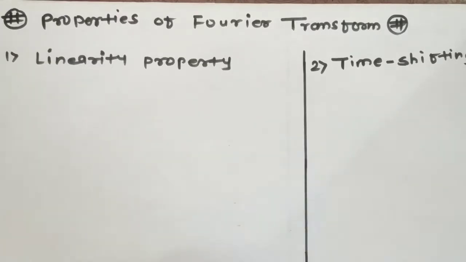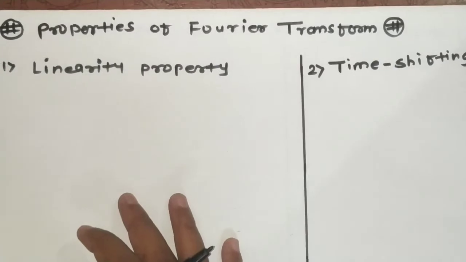As you know, the similar properties we have seen in case of Fourier series, including linearity, time shifting, time reversal, then time scaling was there, complex conjugate, as well as partial solution. Let us define it in case of Fourier transform.